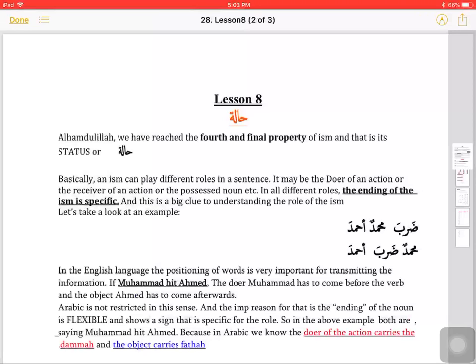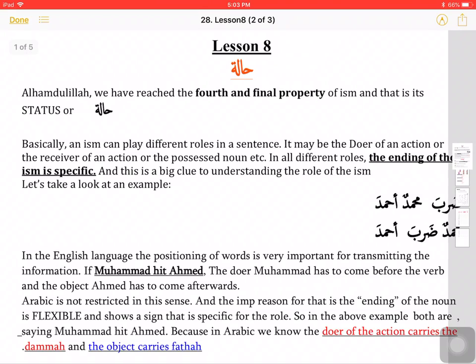Every ism has a status, and we want to learn what the status of ism are and how they look. So this is called i'rab or hala. So let's look at that.